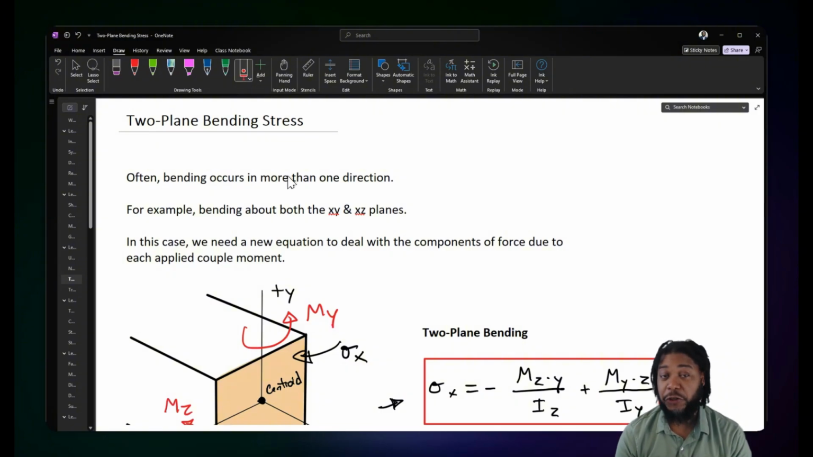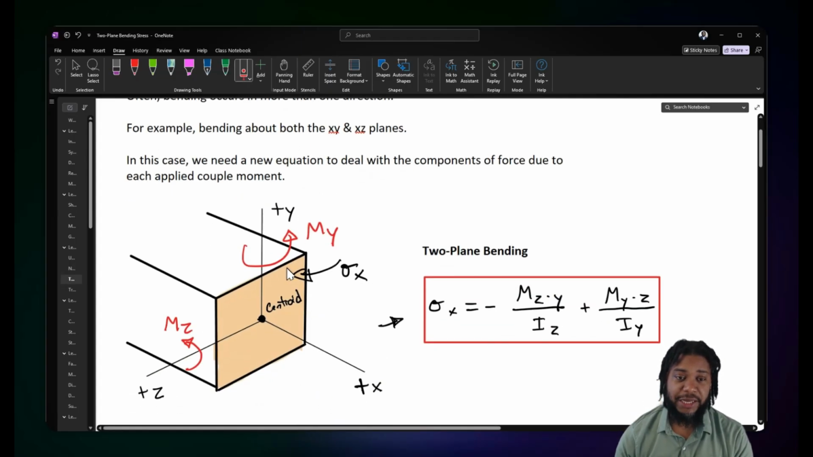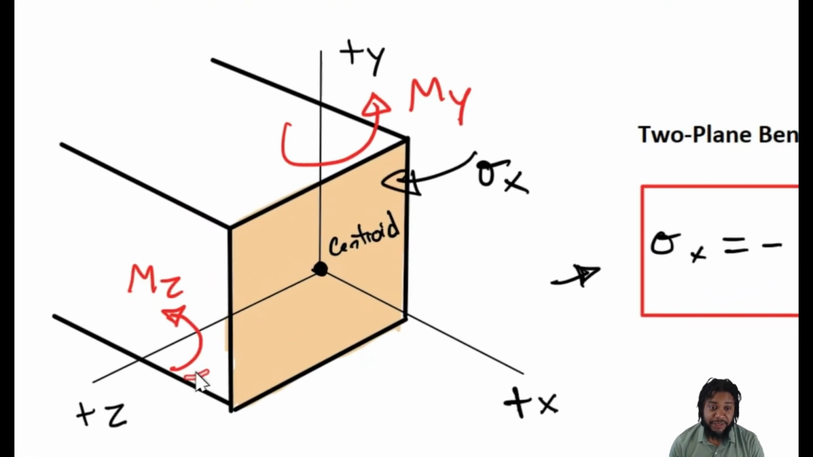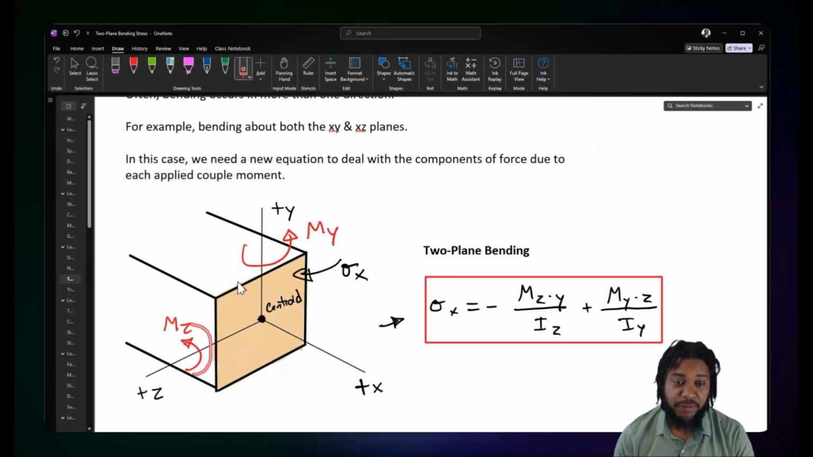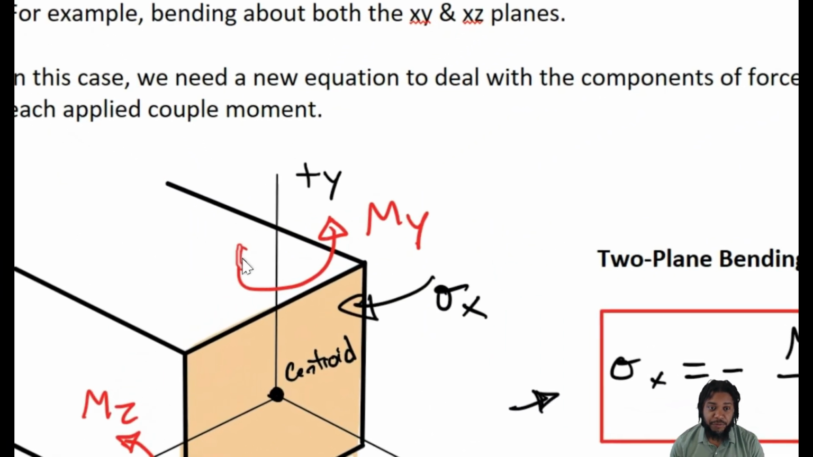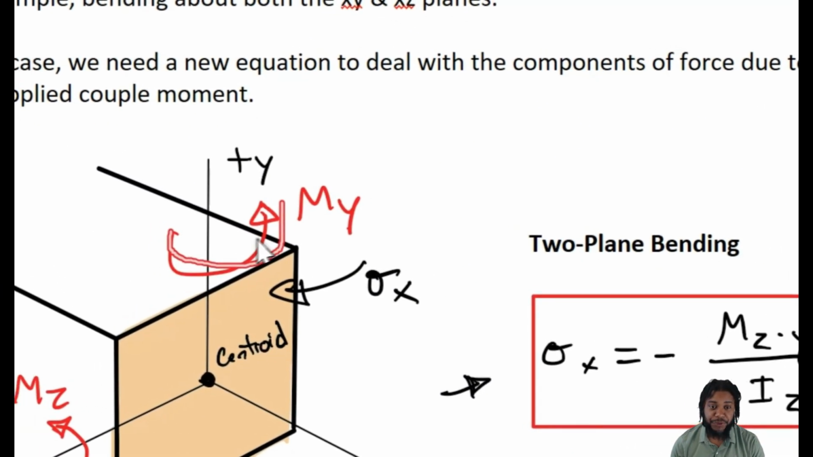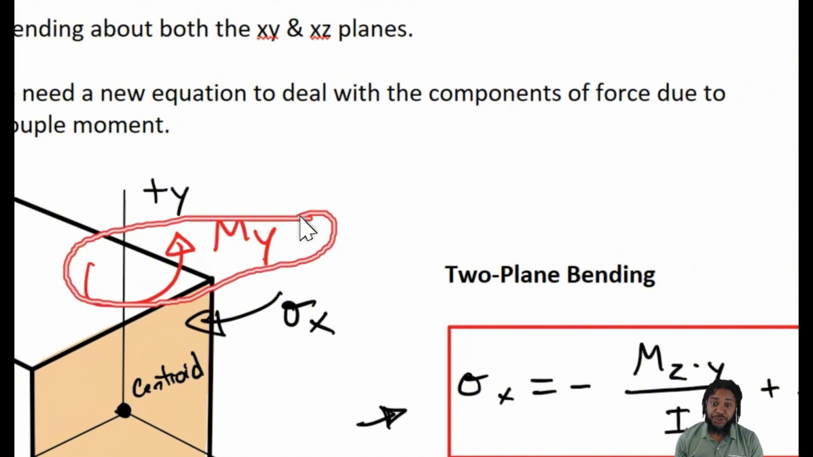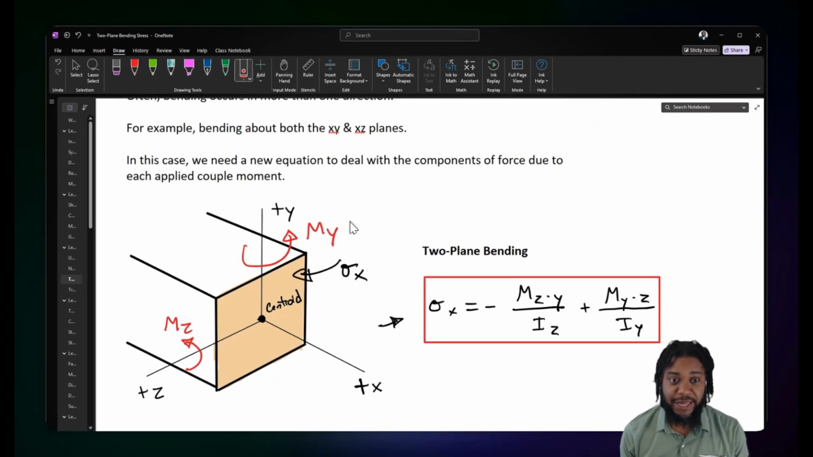Well, today we get a little bit more complicated. What if we take that same beam, but instead of applying just a single couple moment and having it bend in one direction, we apply two couple moments, so that it not only bends, say, concave upward, but it also bends concave backwards. Each of the moments applied to the beam gives a contribution to the normal stress applied to the beam. They also each give a contribution to how stress is distributed across the cross-section.